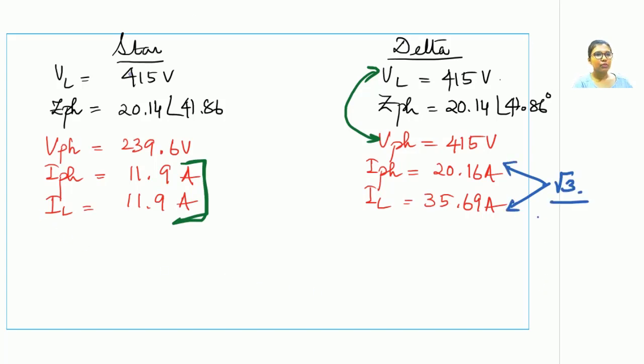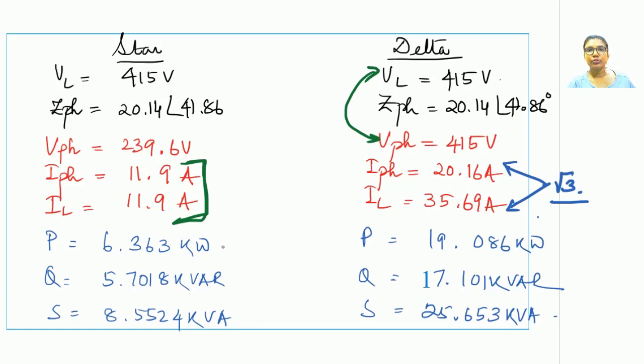Now coming to the power values. There are three powers: real, reactive and apparent. We have obtained the three powers for star connection as well as for the delta connection. Now I have noted down the expressions or the values of power for star as well as delta connection. Here we can see the real power of star is not equal to the real power of delta. The reactive power of star is not equal to the reactive power of delta. The apparent power of star is not equal to the apparent power of delta.